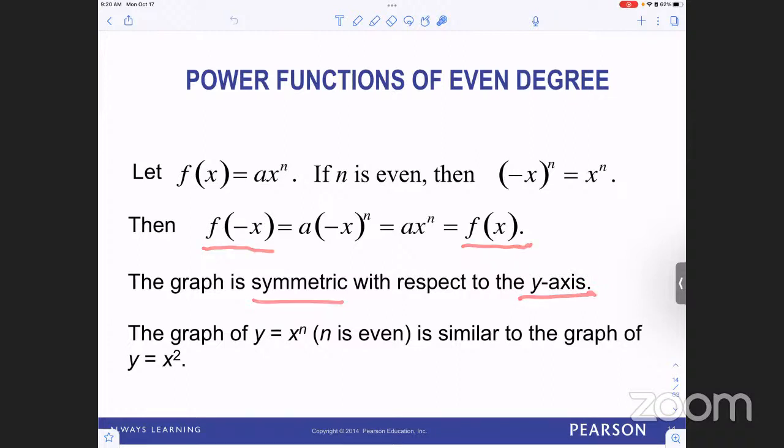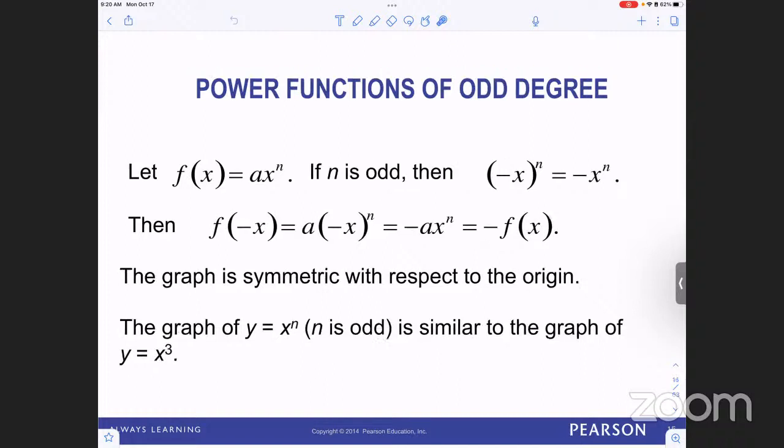So the graph of y equals x to the n when you have an even power is similar to the graph of y equals x squared. So y equals x squared is a U-shaped curve. If we're dealing with a power function to an even power, the graph is going to be similar to that U shape.